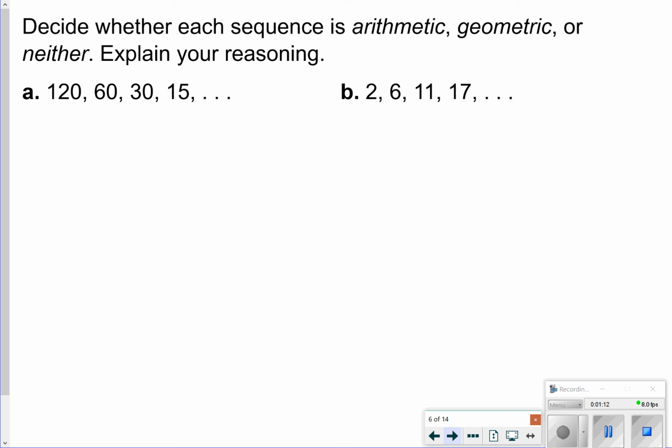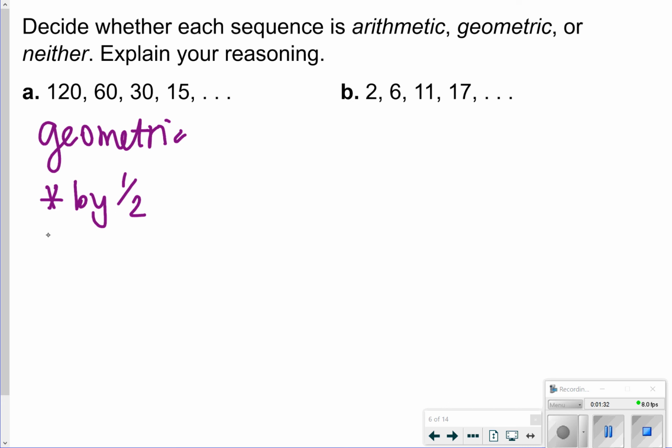Alright, so the next thing we're going to talk about is how to determine whether the sequence is arithmetic, geometric, or neither, and explain your reasoning. The first one, in letter A, we're going to say is geometric, because you're multiplying by 1/2. Remember, multiplying by 1/2 is the same thing as dividing by 2. So technically those are the same exact thing. So geometric could be multiplication or division by a whole number, but if it's division by a whole number, it's still multiplying by the reciprocal fraction.